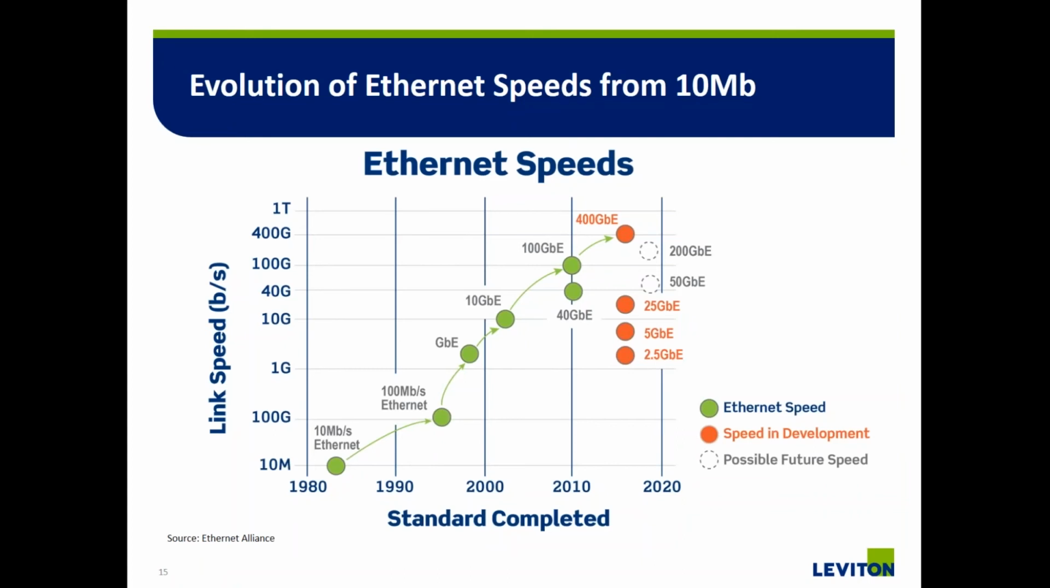Here's a graph from Ethernet Alliance showing the evolution of Ethernet speeds starting back in 1983 with 10 meg. Ethernet speeds were evolving by a factor of 10 until the introduction of 40 gig in 2010, and soon to be 400 gig in 2017.